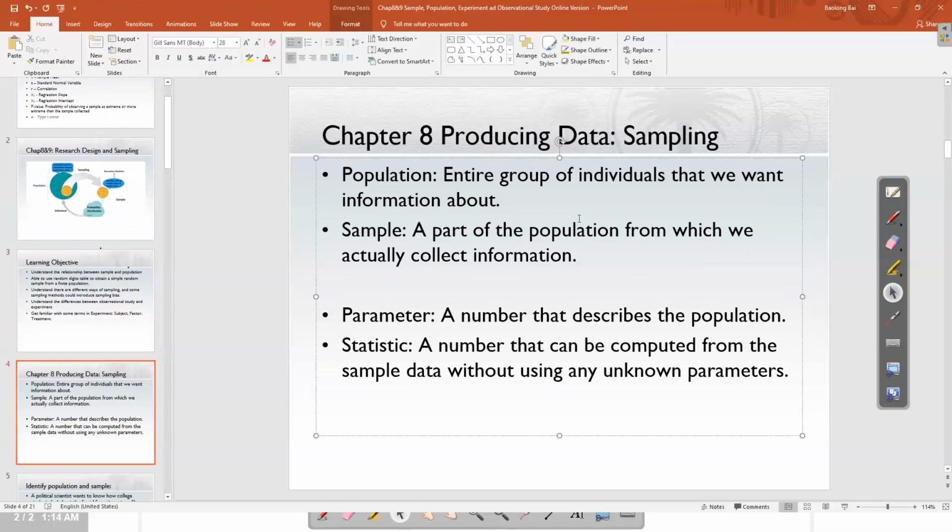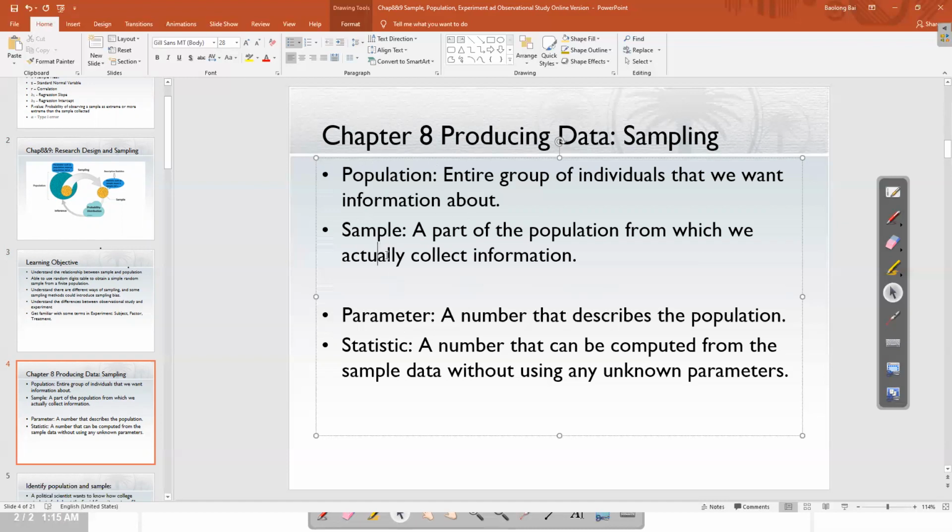Right, so we're going to start with Chapter 8, producing data, sampling. So first, we need to understand the two groups, population and sample. And here we have a formal definition for those two terms. Population is the entire group of individuals that the researchers are interested in. But the sample is only a small portion of the population of which the data are actually collected. So if you want to consider some individual as your sample, you have to know something about it. Basically, that's the idea.